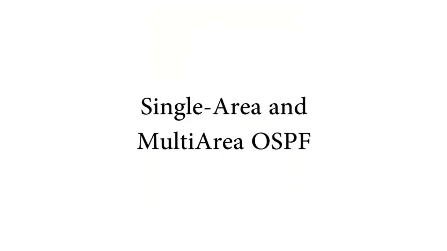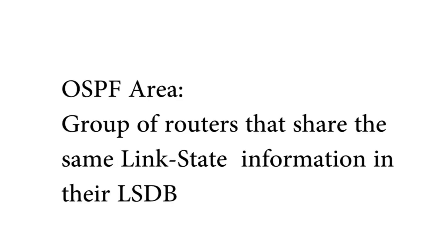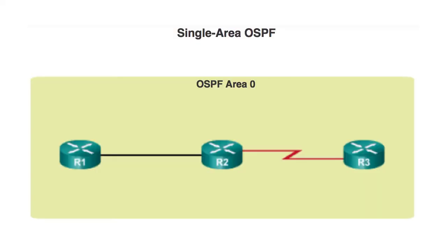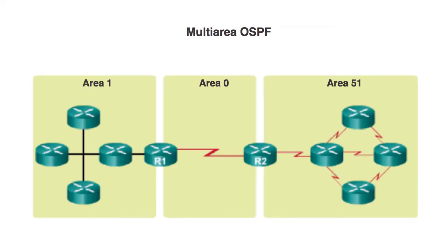To make OSPF more efficient and scalable, the protocol supports hierarchical routing using areas. An OSPF area is a group of routers that share the same link state information in the link state database. Open shortest path first can be implemented in two ways. Single area: in this configuration, all routers are in the same area, also known as the backbone. And multi-area: multi-area supports multiple areas in a hierarchical fashion. All areas must connect to the backbone, and routers that interconnect areas are referred to as area border routers.